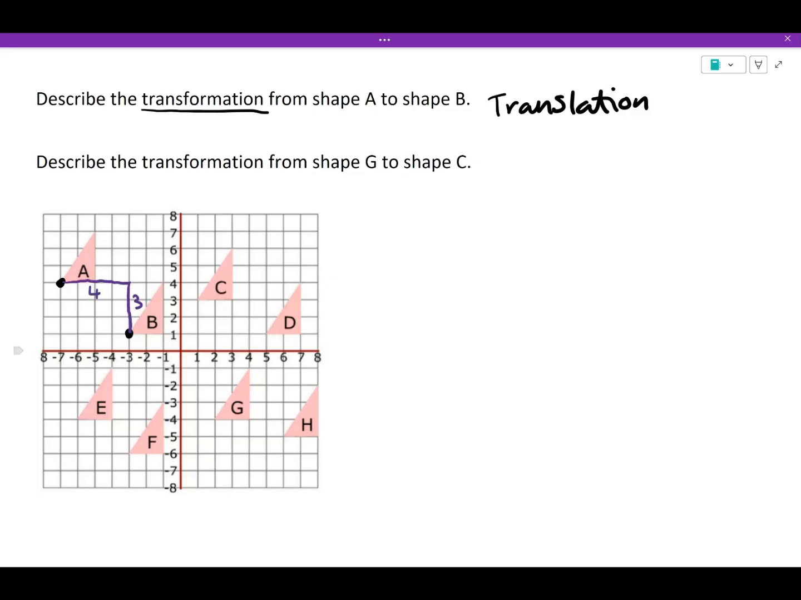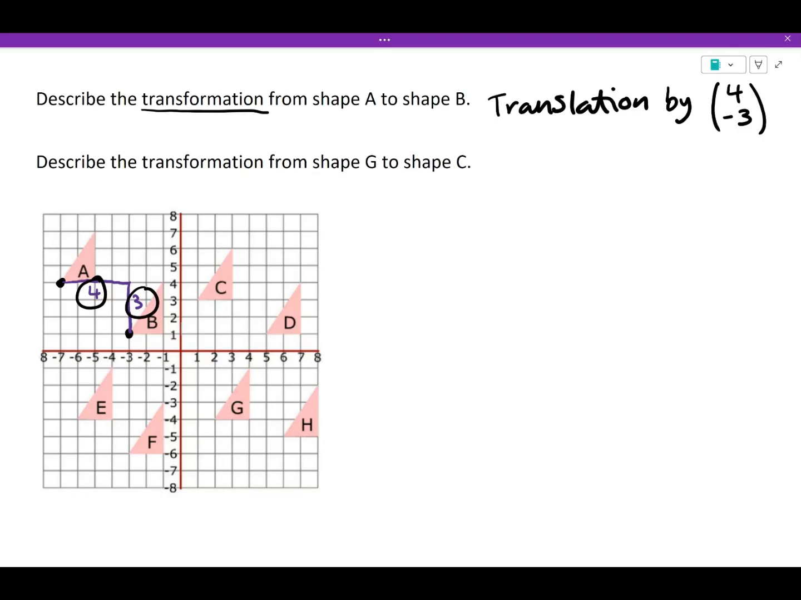Well, how could I describe that movement? How could I write it out on my page? Well, we could use a column vector. I would say that this is a translation by, and then write my column vector. So it's 4 to the right. So positive 4 is our horizontal component, and then it's 3 down. So negative 3 would be my vertical component. So that would be the answer to the first question.